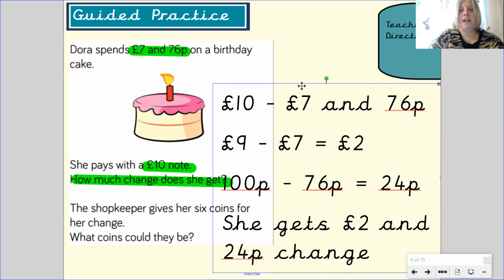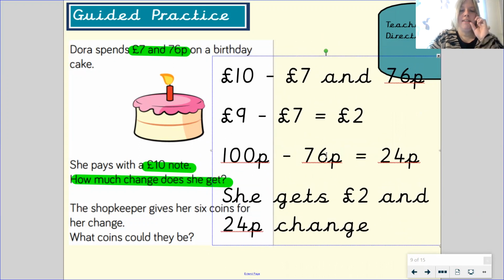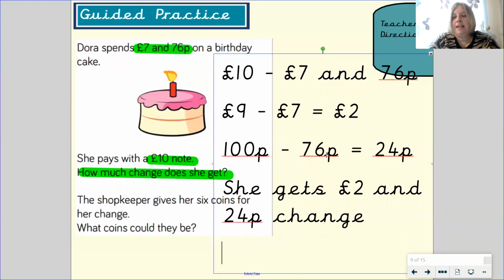We've got another part of the problem to solve. And this time the shopkeeper gives her 6 coins for her change. What coins could they be? So we need to make £2.24 using 6 coins. Pause your video and see if you can have a go at doing that for me. Let's see how we got on.